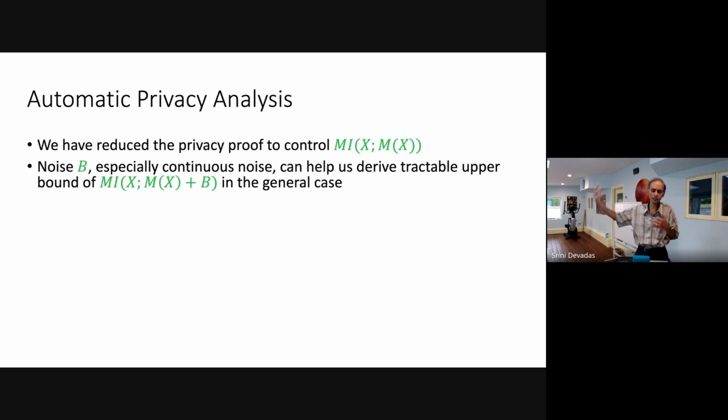Of course, the adversary could take M of X and truncate it down if they wanted to. But what we expose is going to be in the continuous domain for the D outputs of M of X. So we're going to do this perturbation so we can control the mutual information. How do we do that? Well, I have to get to that.